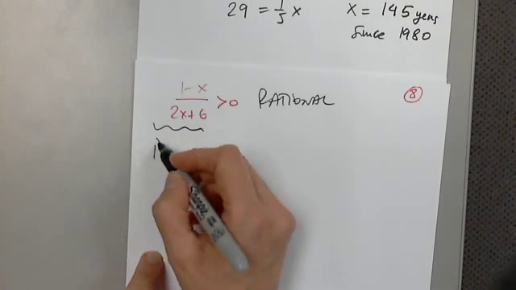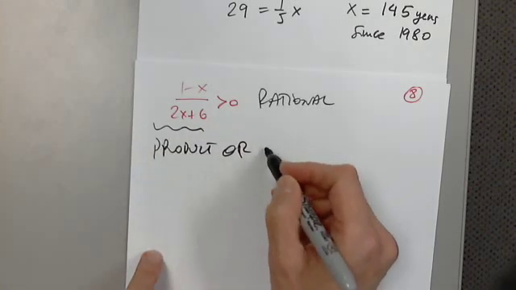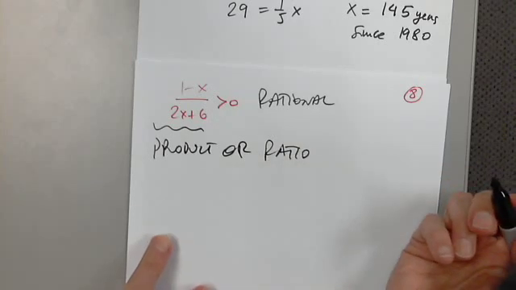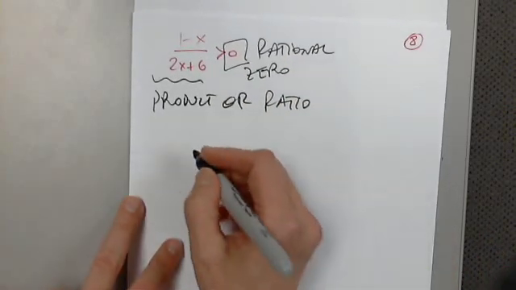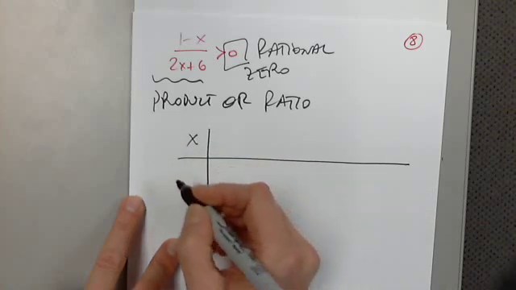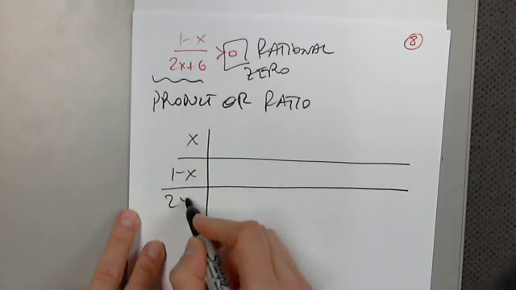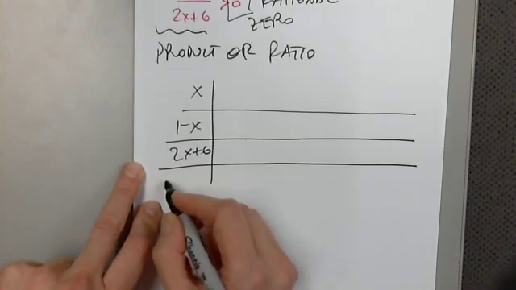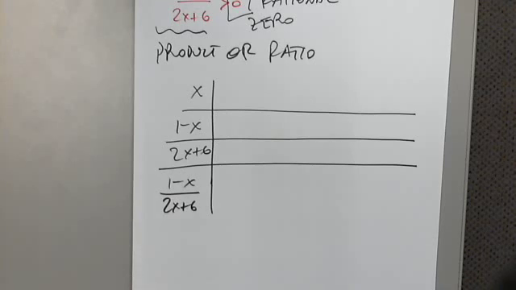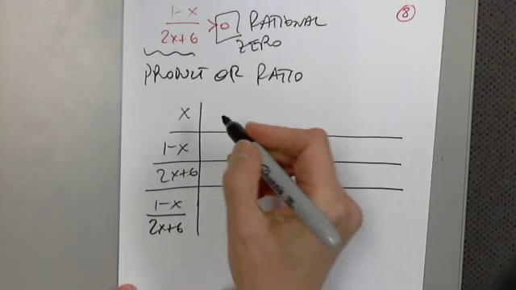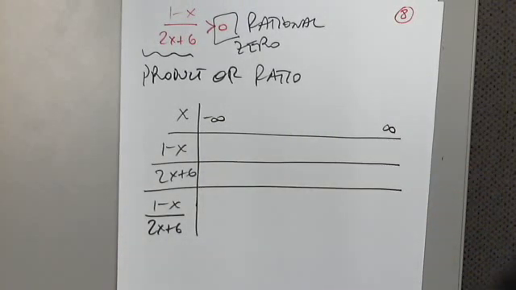So remember, this side has to be a product or ratio of factors. And it is. And this side has to be 0. So then we have x, 1 minus x, 2x plus 6, and the ratio, 1 minus x over 2x plus 6. So now we need the corresponding x values, right? X is the variable in the problem from negative infinity to infinity, and I have to pick the zeros, or find the zeros. How do I find the zeros? For each factor separately.